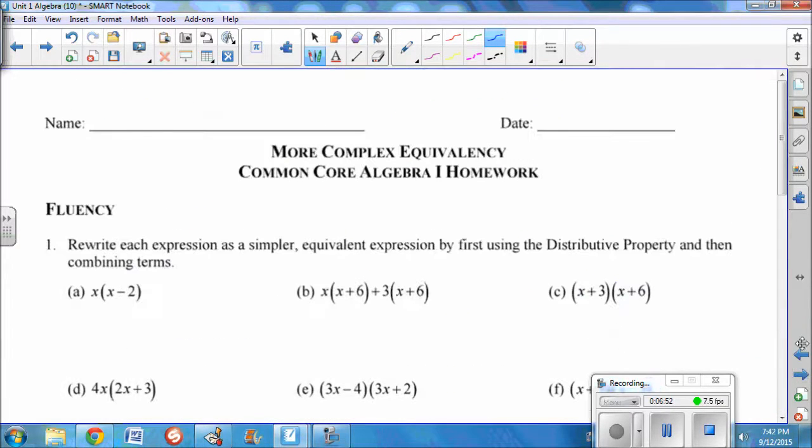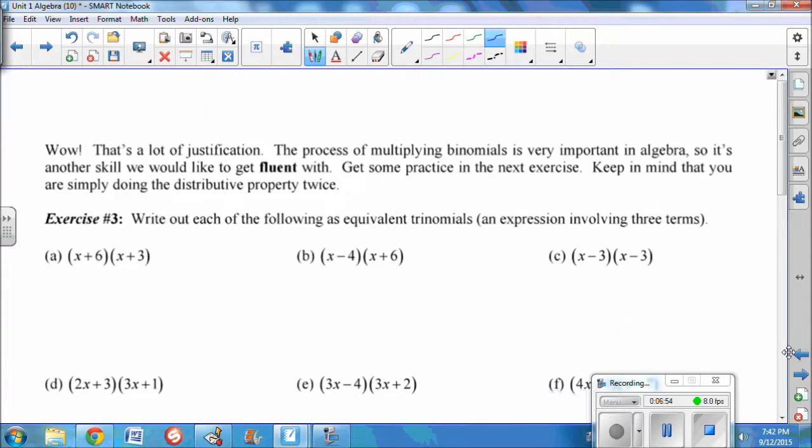Whoops, too many pages. Okay? It says, wow, that's a lot of justification. The process of multiplying binomials is pretty important in algebra. We're going to use it a lot, so you want to become fluent with it, meaning you want it to be very automatic. Keep in mind that you are simply doing the distributive property twice. Okay? So we want to take these two binomials and double distribute, and then our final answer is going to be a trinomial. So let's try that first one.